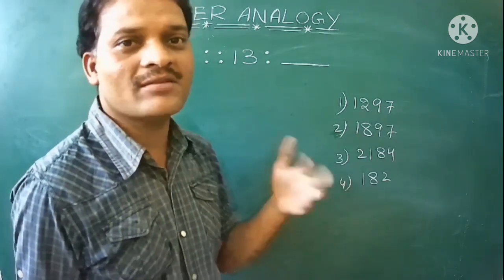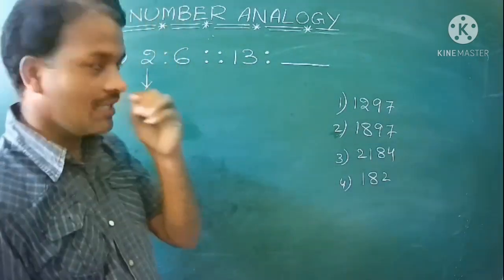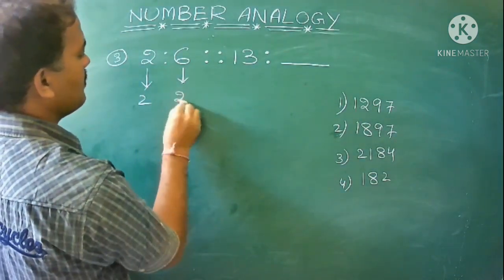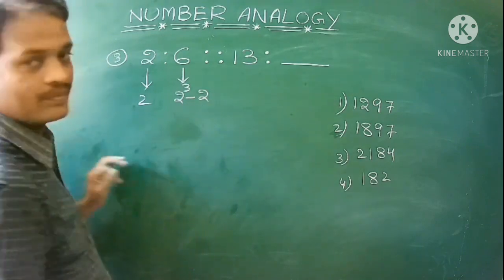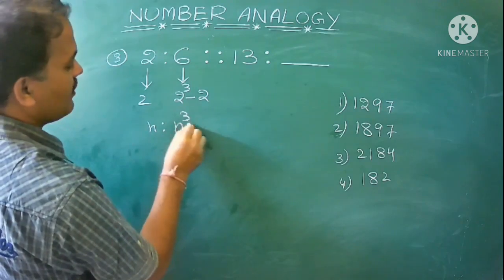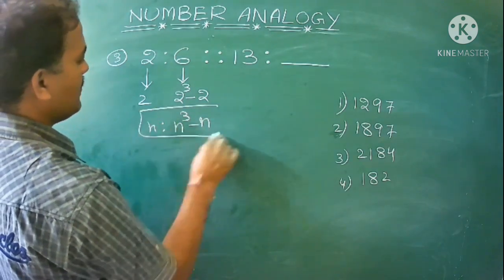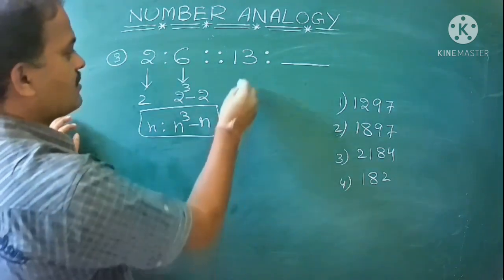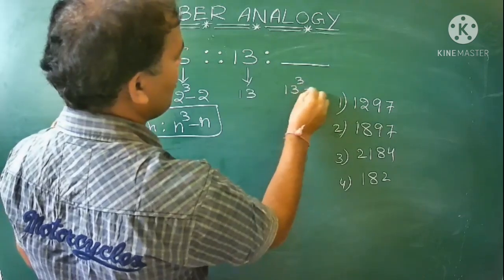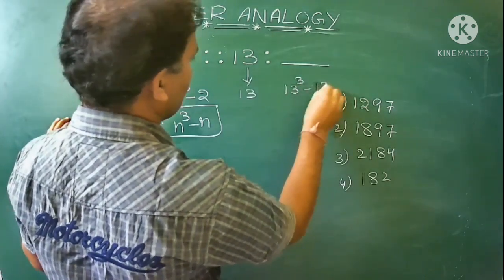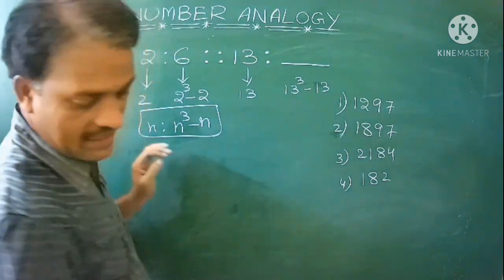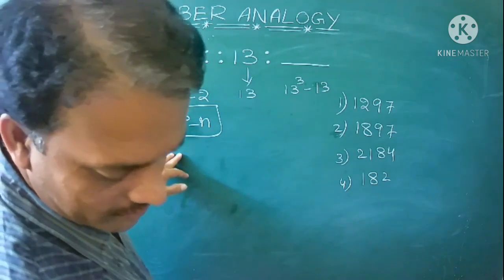So then which one? Next, 6 is nearer by 2 cube. So then if it is 2, the 6 can be written as 2 to the power of 3 minus 2. So now it is in which relation? So n is to n cube minus n relation. Now suppose if it is 13, then again here 13 cube minus 13. What is 13 cube?